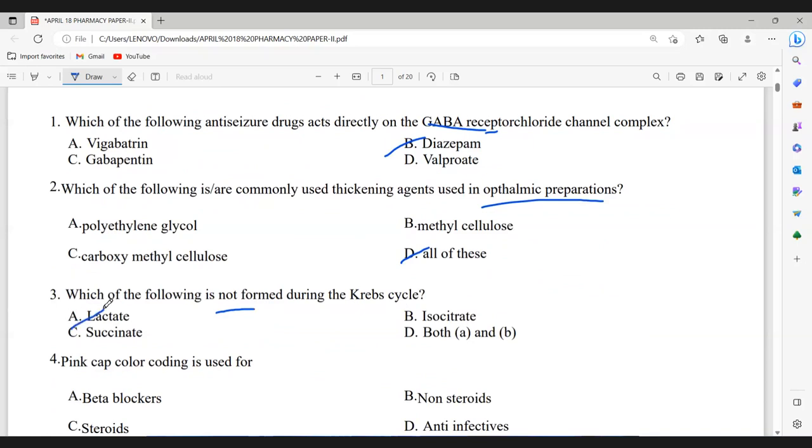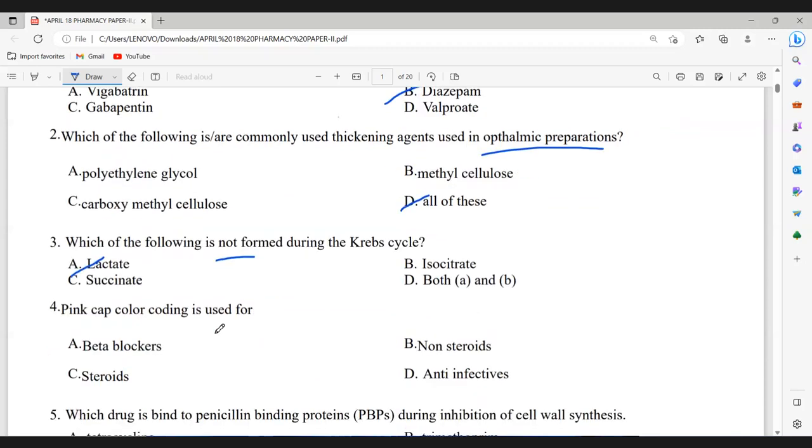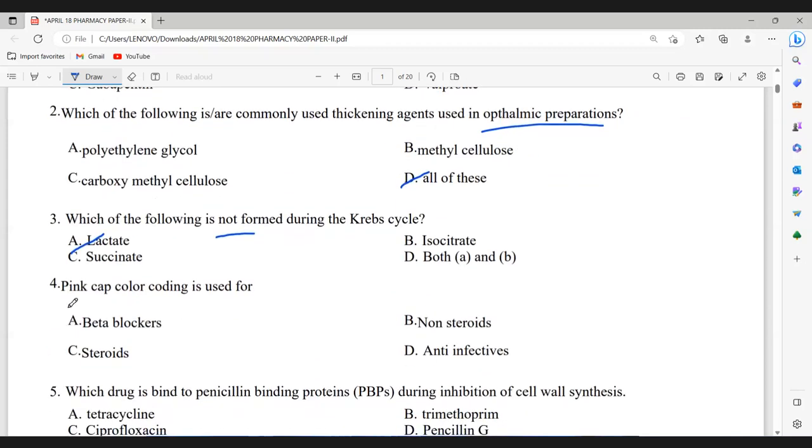Lactate is not formed. Where will the lactate form? In which cycle? I need the answer from you. In which cycle is lactate formed? Short answer. Yes, glycolysis. Good.